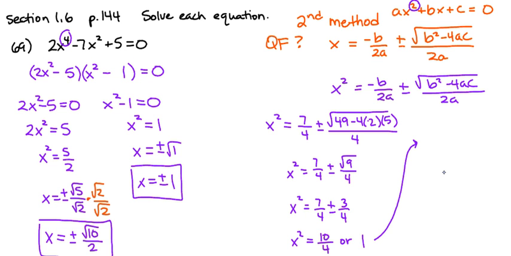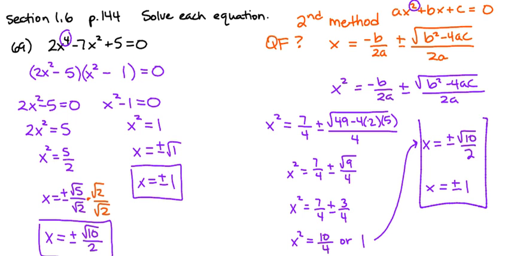Now we need to square root. So when you square root 10/4, you get plus or minus square root 10 over 2. And when you square root 1, you get plus or minus 1. Same answers that we got doing it the other way. This is just another option for you.